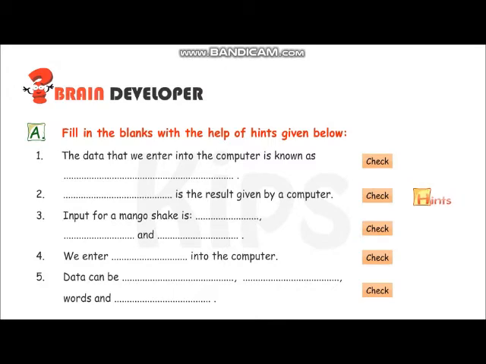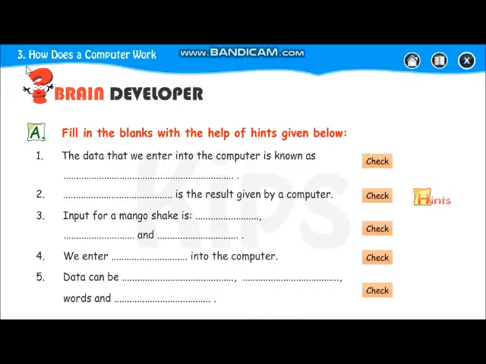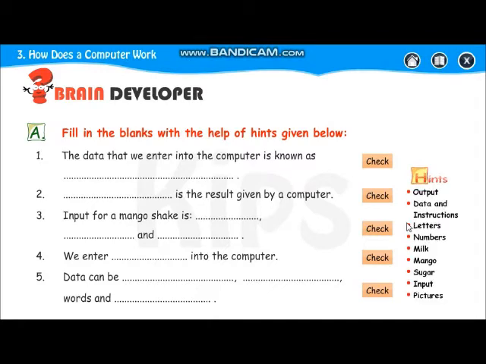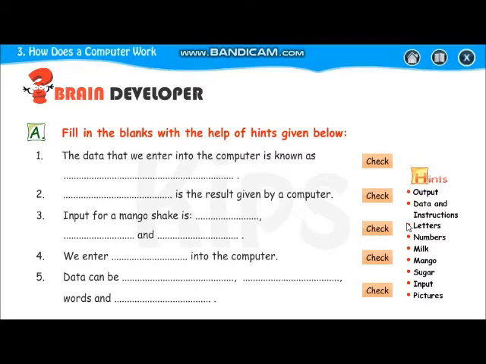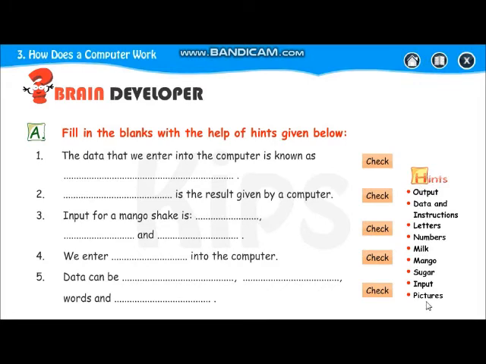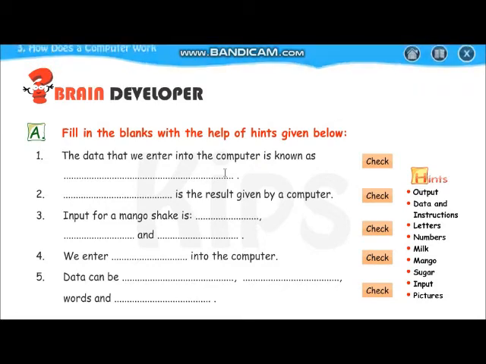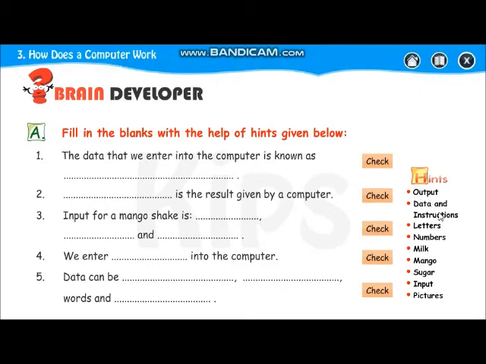Today we are going to do the exercise of lesson number 3, that is, how does a computer work. First, quickly be ready with your pencil, eraser, sharpener and book. These are the hints, these are the answers which we have to write here. If you are confused with the spellings, check the spelling from here. So quickly we will start with our hints.